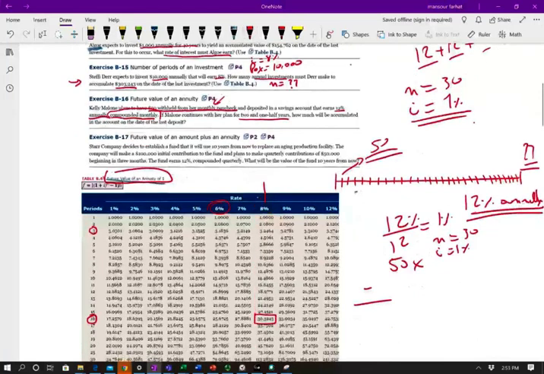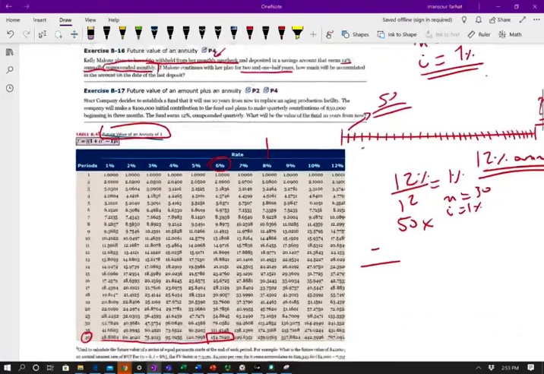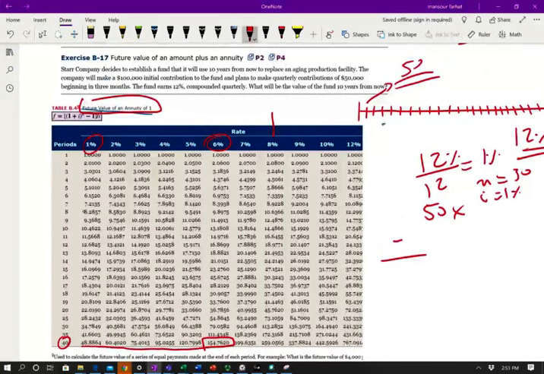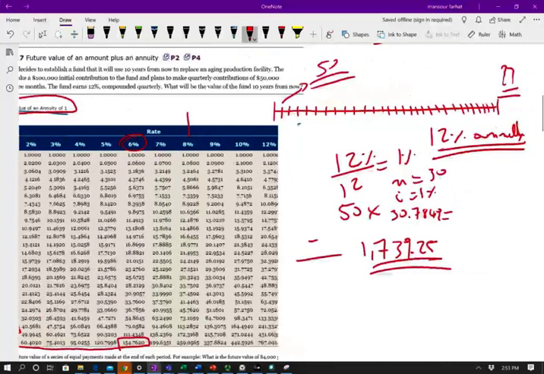So it's right here. We have I equal to 1%, and we go all the way to 30, and the factor is 30.7849. If we take 50 multiplied by that amount, she will have $1,539.25. So the value of this investment is $1,539.25. So that's the answer.